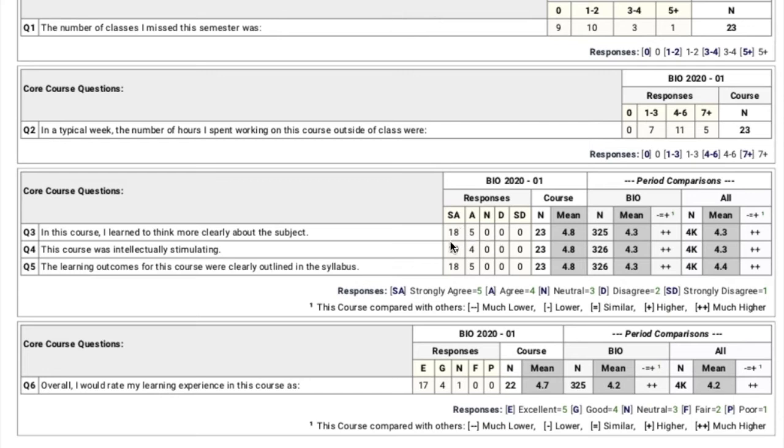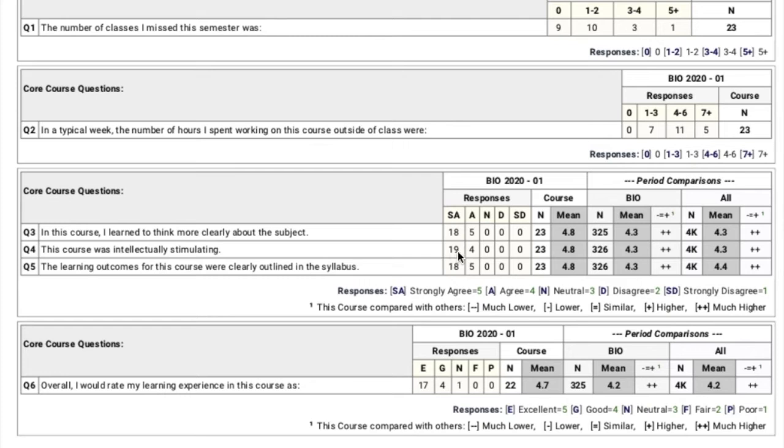Did I learn to think more clearly about the subject? Again, we have strongly agree, and then neutral, disagree, and strongly disagree. This was a random selection. I didn't mean to. This is typical for my classes these days. They don't have a lot of complaints, especially in the second semester. By second semester, most of the students know what they're getting into. So I got lots of strongly agrees.